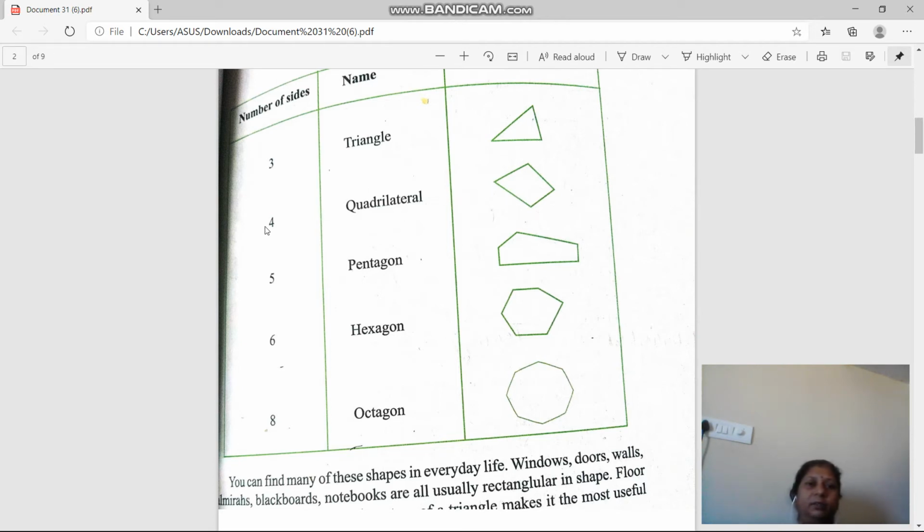Write 4 as the number of sides. Then pentagon. How many sides does a pentagon have? 5 sides. So 5 here. This is the diagram of pentagon. Hexagon has 6 sides. See the diagram. Then octagon. Octagon has 8 sides: 1, 2, 3, 4, 5, 6, 7, 8. This is the diagram of octagon. Okay. Next thing.